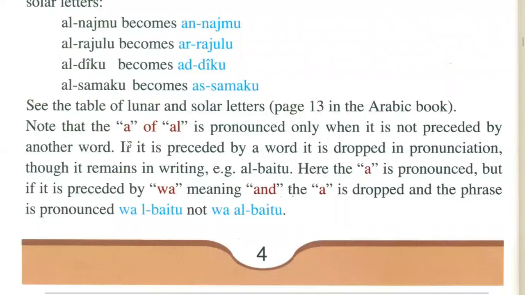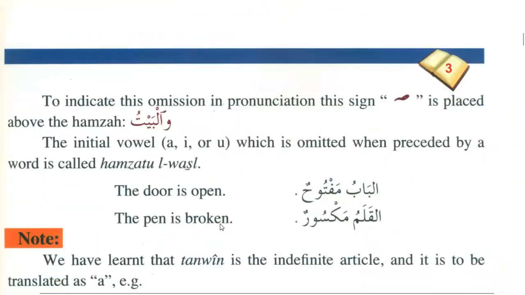Note that the alif of al is pronounced only when it is not preceded by another word. If it is preceded by a word, it is dropped in pronunciation, though it remains in writing. Example, al-baytu, here the alif is pronounced. But if it is preceded by wa, meaning and, the alif is dropped and it's pronounced wal-baytu, not wa-al-baytu. Basically, if there's a letter before alif, this alif becomes silent.